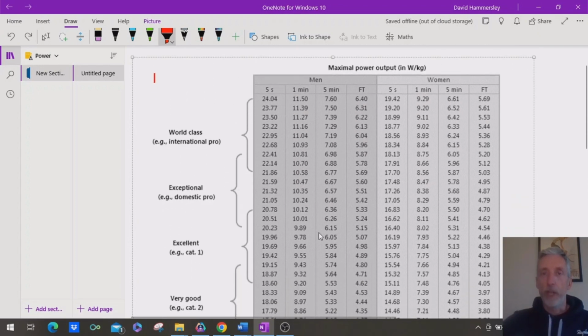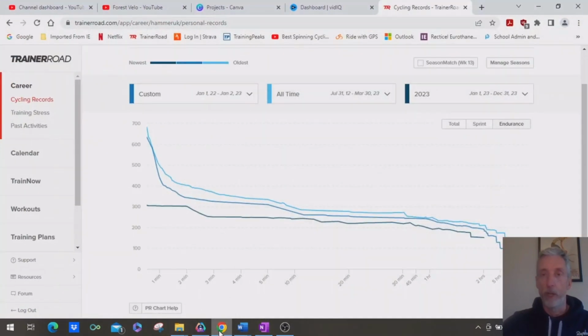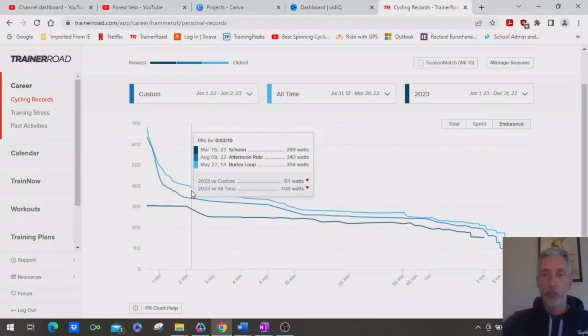So how could you get these numbers? Well, if you know your FTP, that's quite an easy one to do, because you just divide your FTP by your weight and you will get your number here. If you haven't done that, you could do a 20 minute test and take 95% of it to work out your FTP.